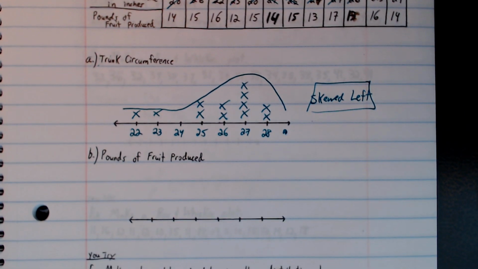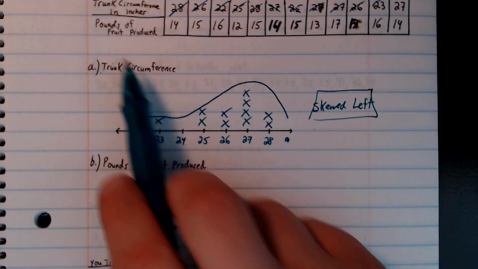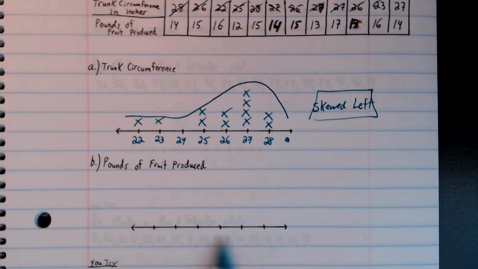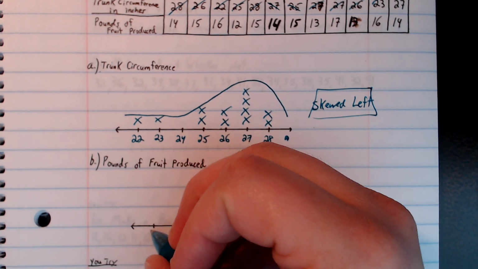All right. Pounds of fruit produced from that particular tree. Again, we're just going to label this here first. The lowest number that we have would be 12, it looks like.